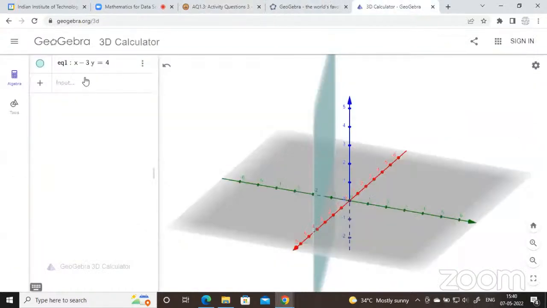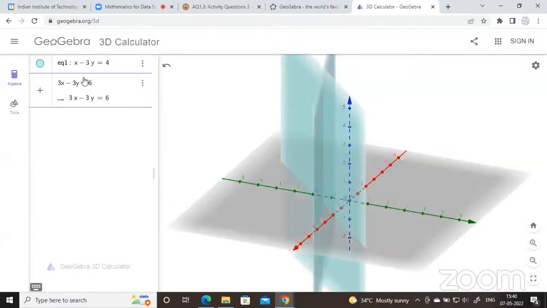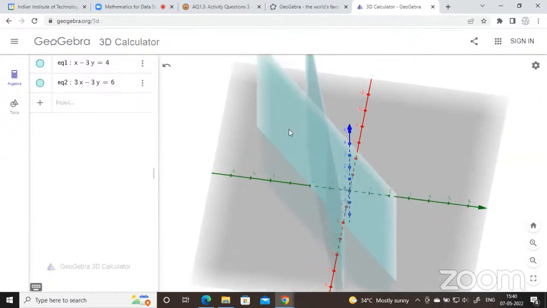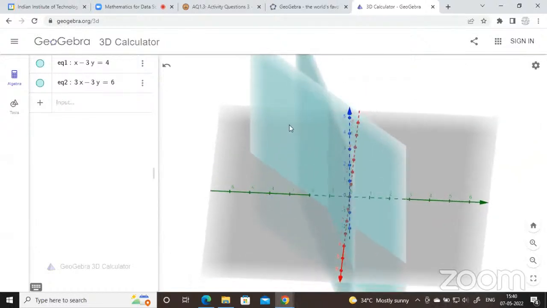Okay, we can plot it in 3D. What is the other equation? 3x1 plus kx2, when K was minus 3, minus 3 x2, and D was 0. So here we can see that they intersect, right? And at how many points are they intersecting? Infinite points.